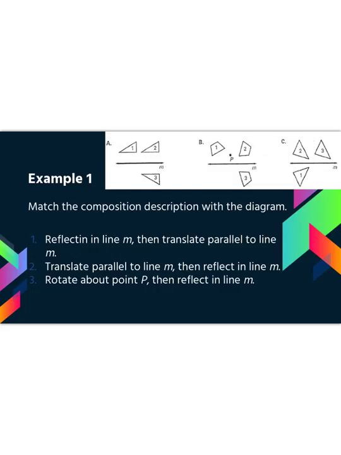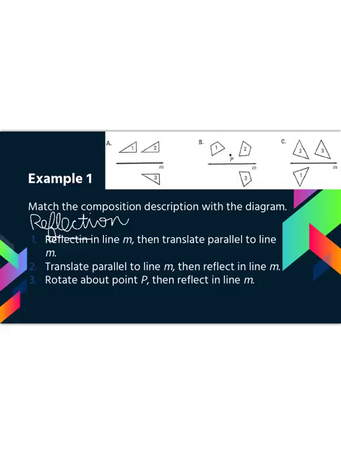In this example, we want to match the composition description with the diagram below. And yes, I did misspell reflection. Okay, now that that's fixed, I want to read the descriptions and match them with the pictures that are given at the top. So the first description is a reflection in line M, then a translation parallel to line M. So what I'm looking for is for figure 1 to be reflected, landing in figure 2, and then I want figure 2 to be translated parallel to line M.